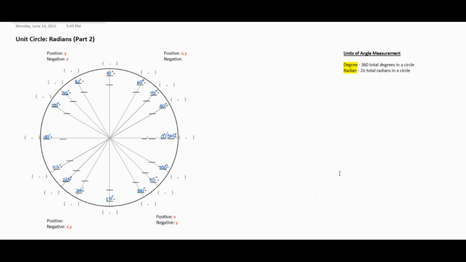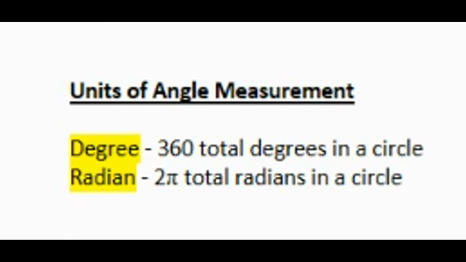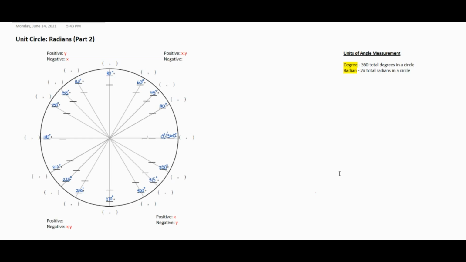First, I will explain the unit of angle measurements within the unit circle. We have degrees and radians within the unit circle. There are 360 total degrees within a unit circle and 2 pi total radians, meaning within a full rotation you have 360 degrees or 2 pi. As you can see, the degrees are already filled in, which was done in video part 1. In this video, we will be explaining how to fill in the radians within a unit circle.